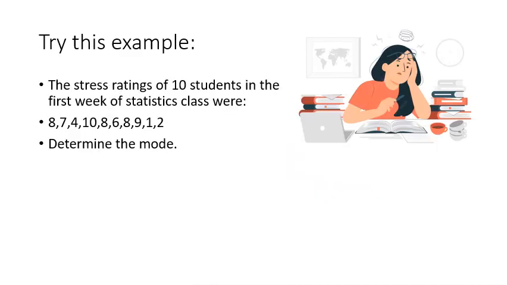We can try one more example. The stress ratings of 10 students in the first week of statistics class were as follows: 8, 7, 4, 10, 8, 6, 8, 9, 1, 2. Determine the mode. We could do another graph or frequency table just as we did before, but we could also probably just look at these data. To me, I see that here's an 8, here's an 8, here's an 8. I don't see a lot more 7, 4, 10, 6, 9, 1, 2. I know that once again, the mode equals 8.